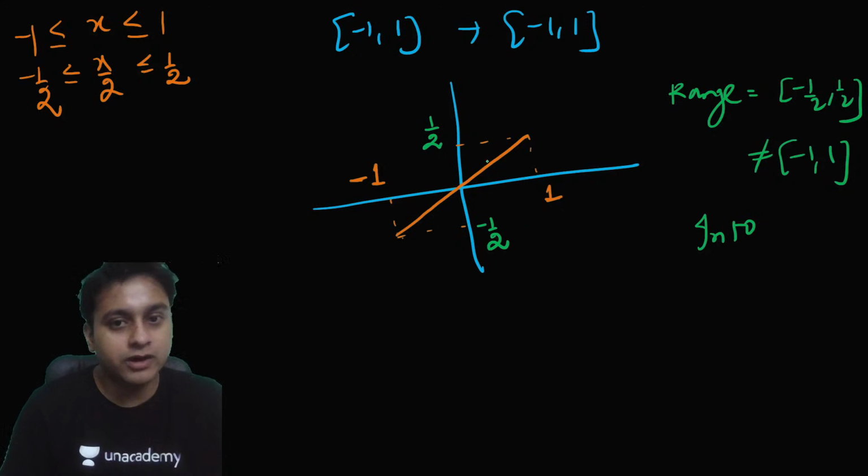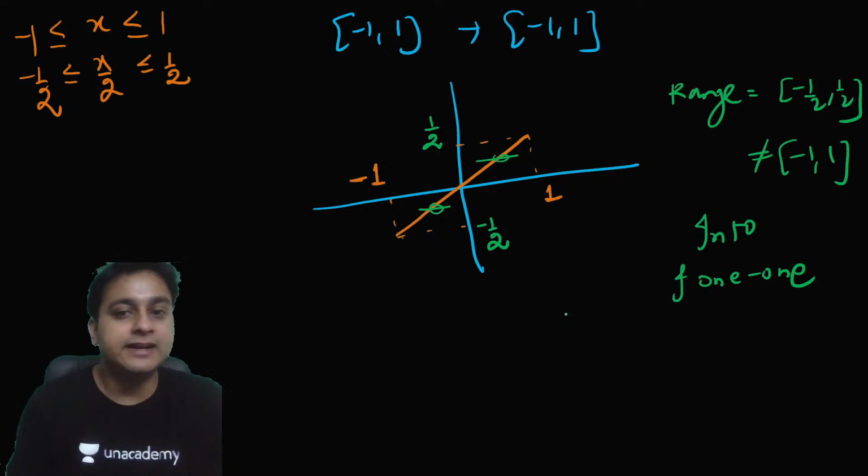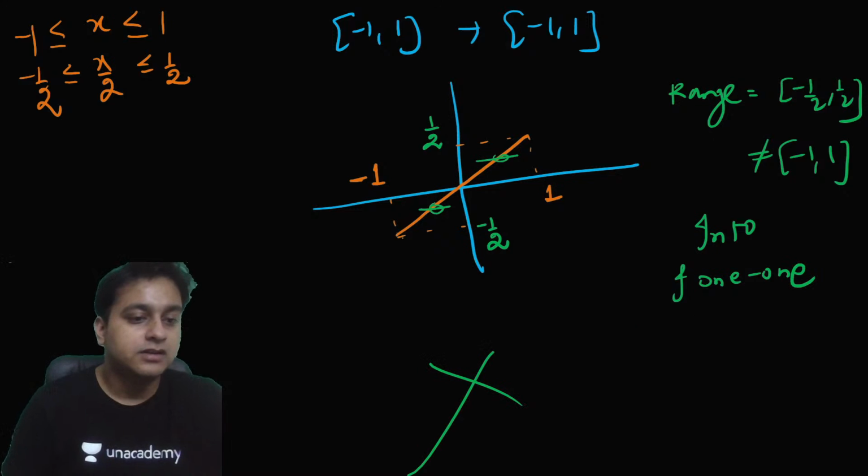Okay, it's 1-1, no doubt. If you draw horizontal lines, it will cut only once. It is into and 1-1, you can say. But it's not bijective, right? So this is gone. The first option is wrong.